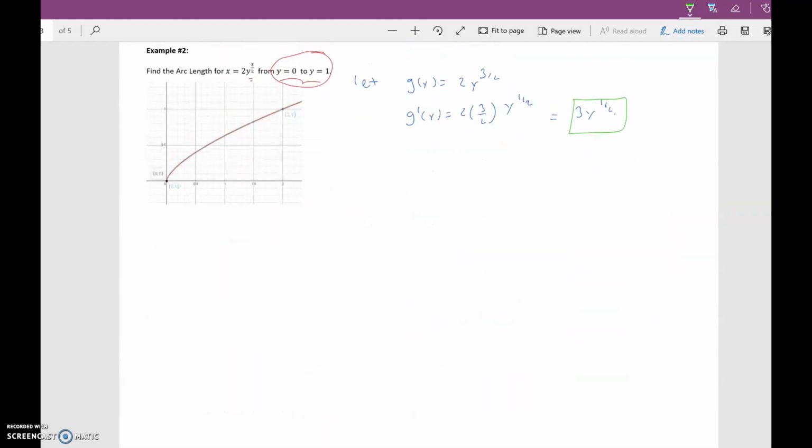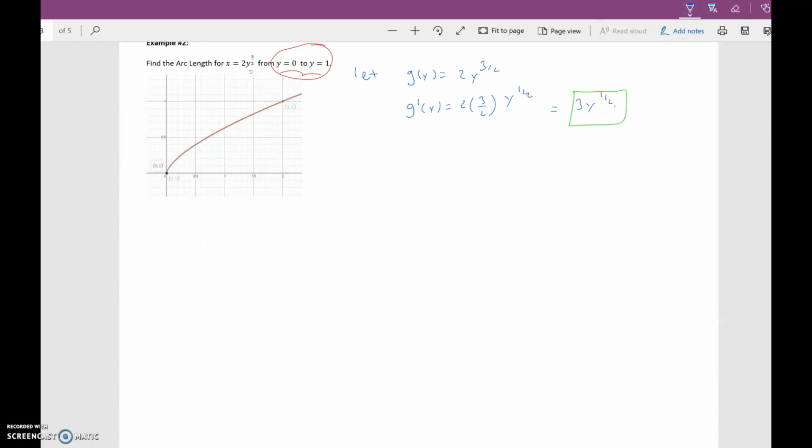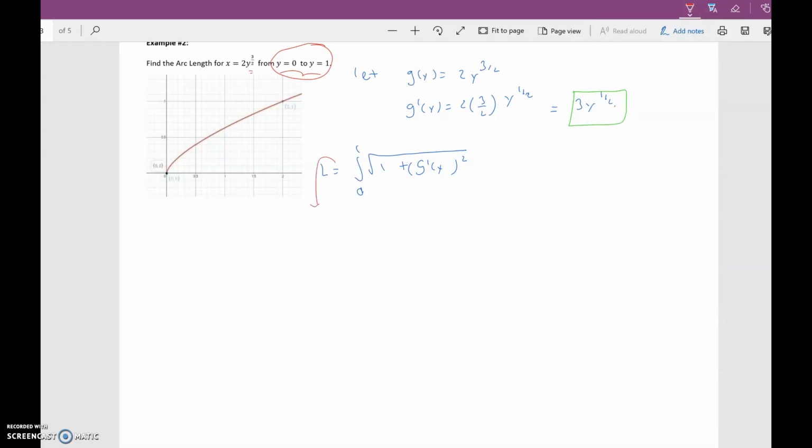Okay, so let me set up the integral. In this case, L, the arc length, is equal to, and we have to be careful, you're looking at it from the y's, so it's going to be from 0 to 1 of the square root of 1 plus g prime of y squared. I don't think it's going to be that messy, but we never know.